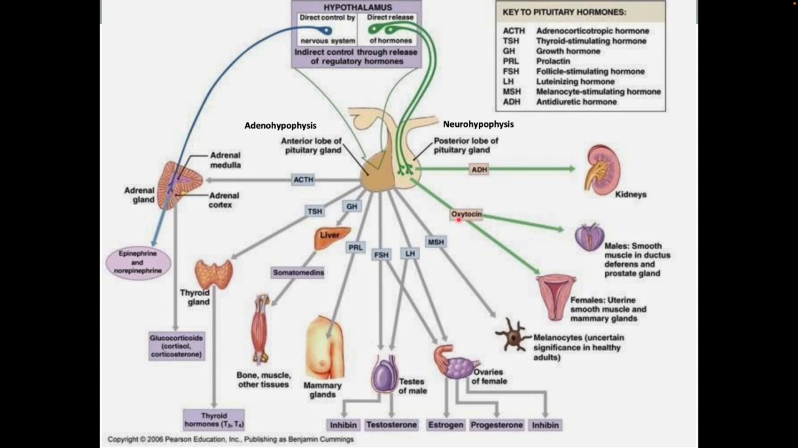And then lastly, we have oxytocin coming from the posterior pituitary. Not important that you know the precursor, and that's going to act on biological females, on the uterine smooth muscle and the mammary glands. In your biological males, it's going to act on the smooth muscle in the ductus deferens and the prostate gland.